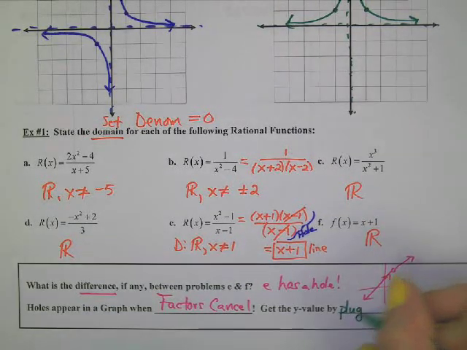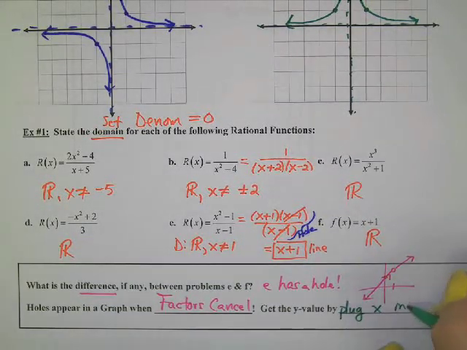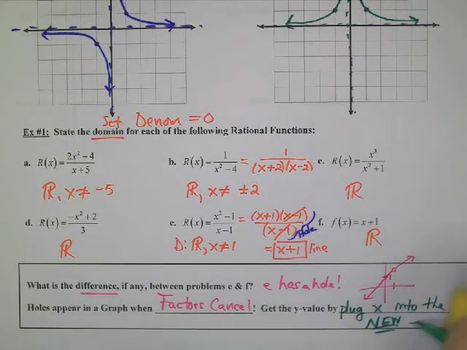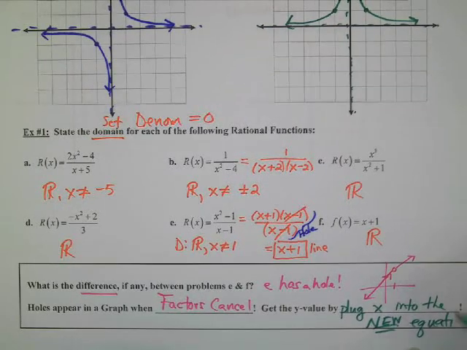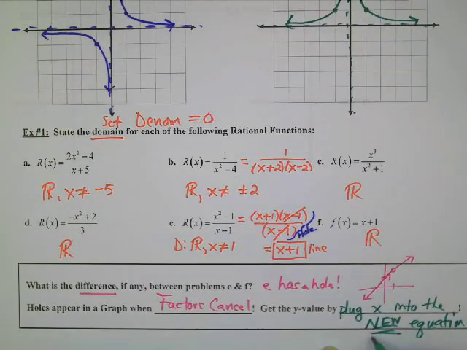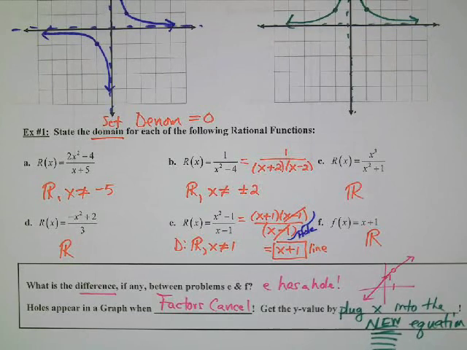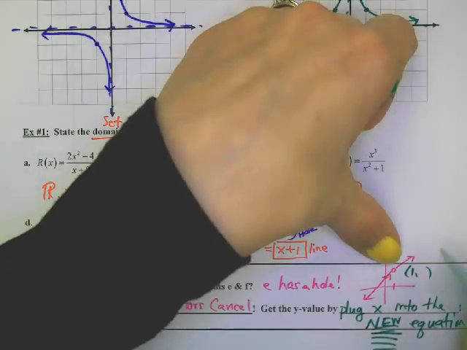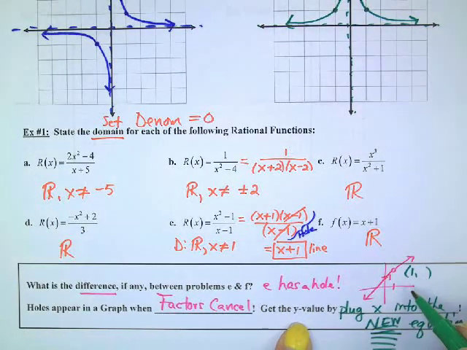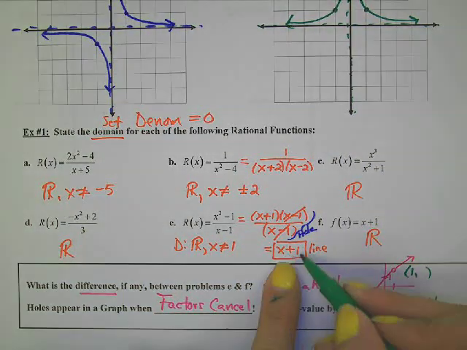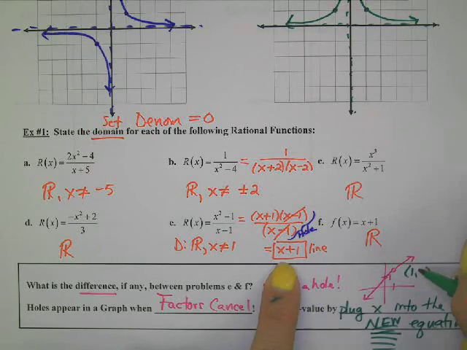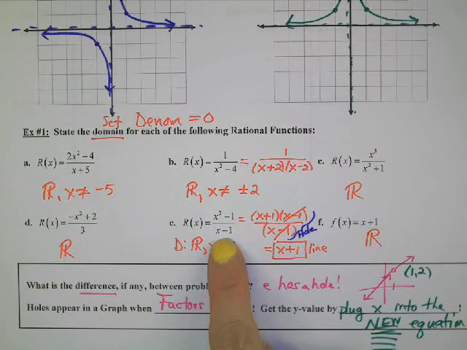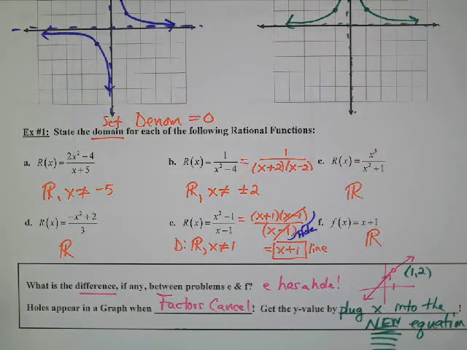You plug x into the new equation. Make sure you write new equation. Okay, so I know that this hole right here is going to be at x equals 1, but then how do we find the y value? Let's plug 1 into this new equation. 1 plus 1 gives you a 2. If you tried plugging into the old one, you'd have a problem.